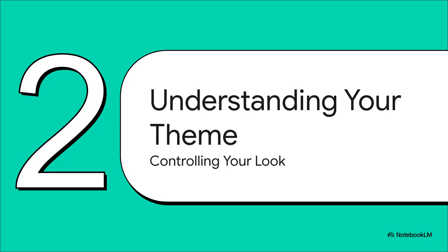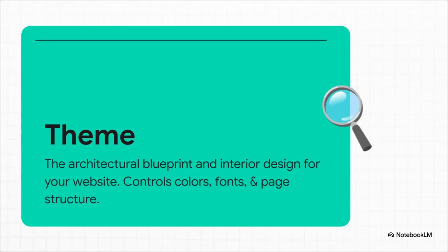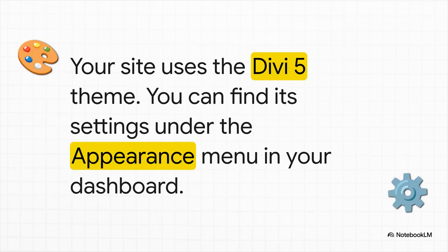Okay, now that we kind of know our way around the dashboard, let's get into one of the most exciting parts. Section 2 is all about controlling how your site looks by getting to know your theme. So what is a theme anyway? Well, think of it as both the architectural blueprint and the interior design for your website all rolled into one. It's what decides the fundamental structure, the color schemes, the fonts you use, everything that gives your site its unique vibe. Now, your site-specific blueprint is the super powerful and flexible Divi 5 theme.